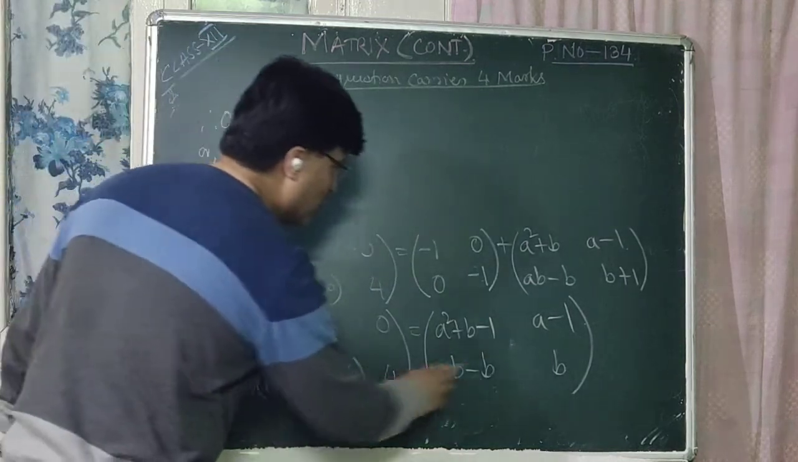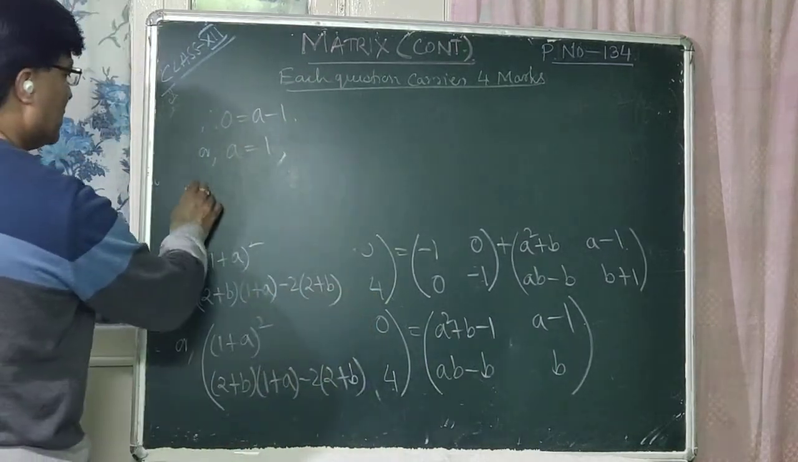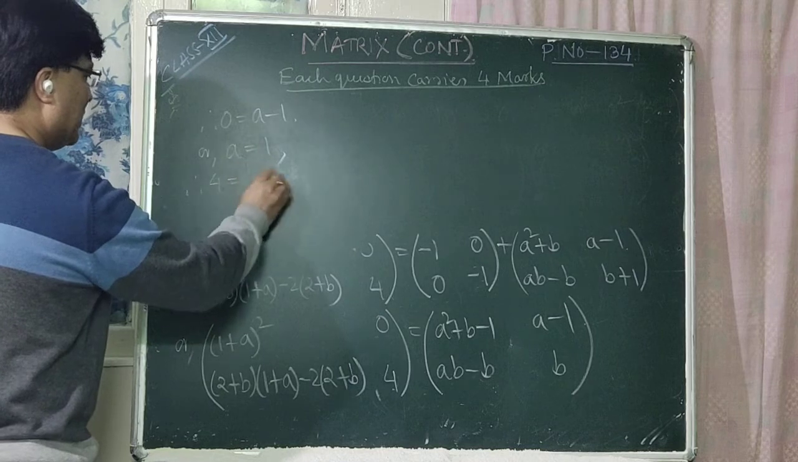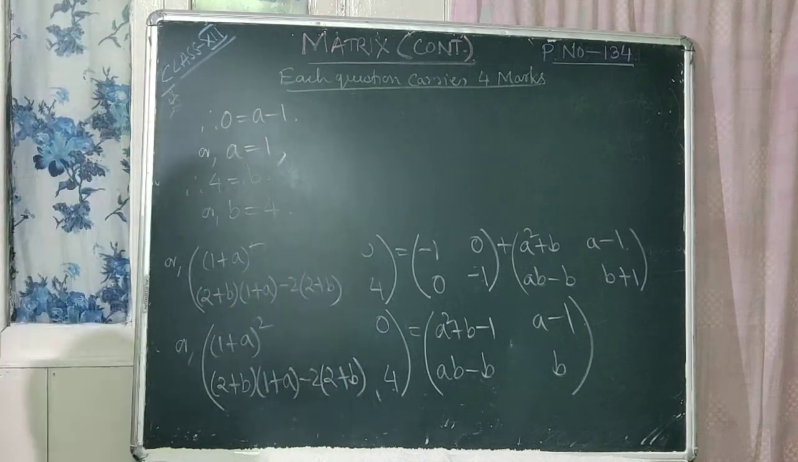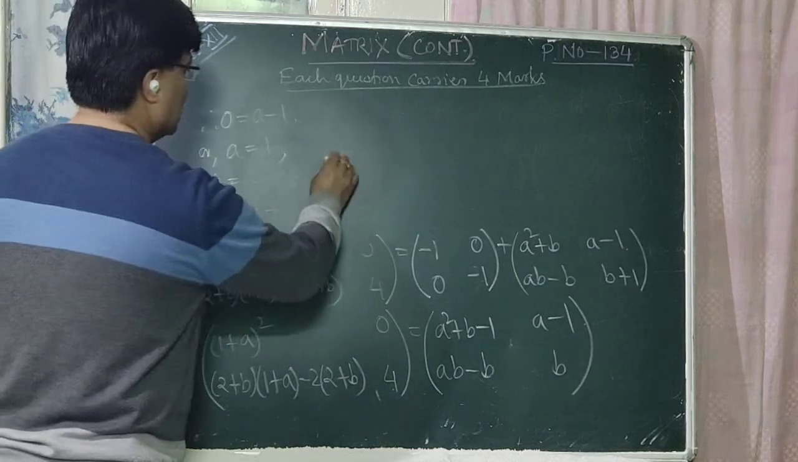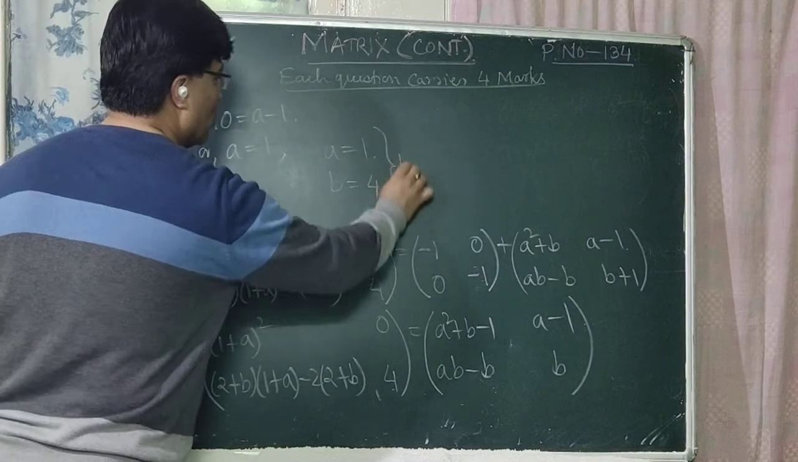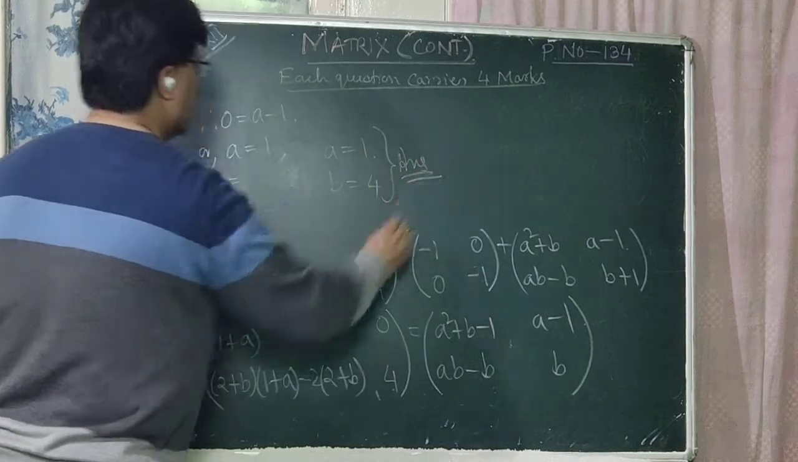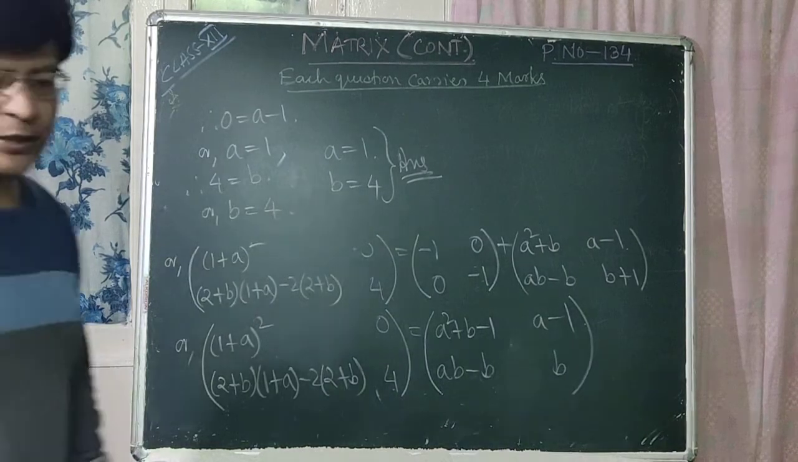Again you can equate 4 with B. Isn't it? 4 with B, that is, therefore 4 is equal to B. Or you can write B is equal to 4. That means we have got the answer. That is A is equal to 1 and B is equal to 4. So these are the answers. So I think you have understood it. Okay. So we'll do the next question now.